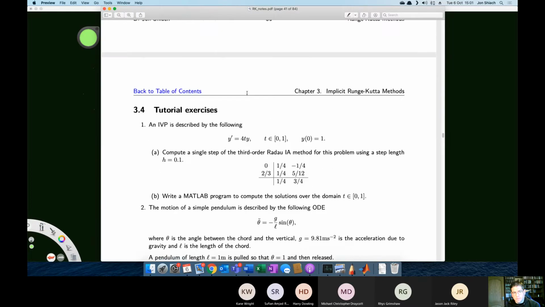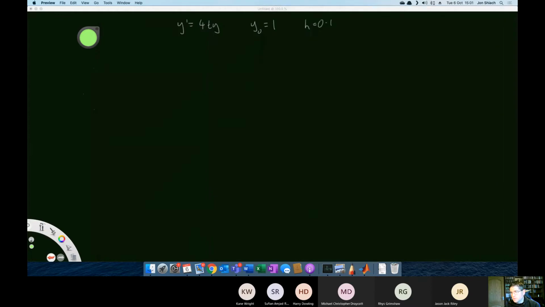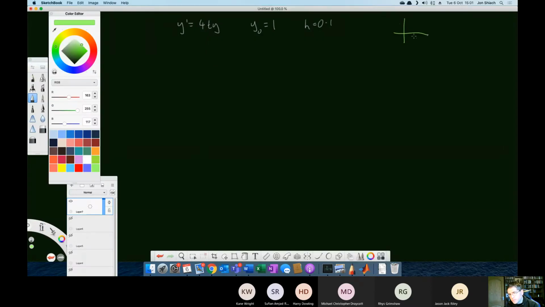I'm going to write the Butcher tableau on this screen, just so we're reminded of what the Butcher tableau is. So that's 0, 2/3 as my c values, 1/4, minus 1/4, 1/4, and 5/12 as my a values, and 1/4, 3/4.